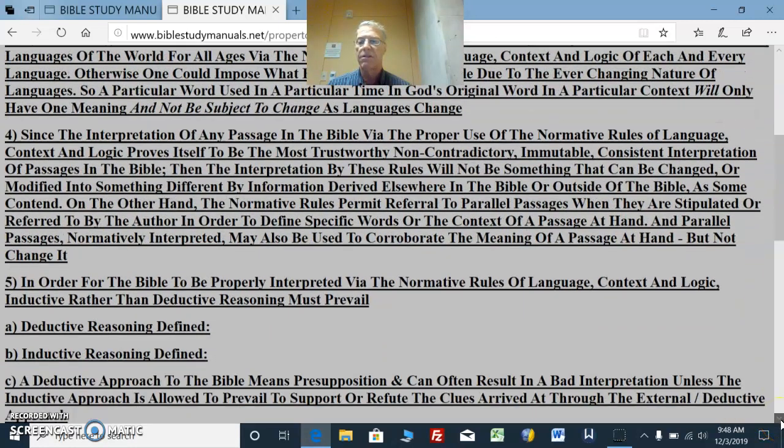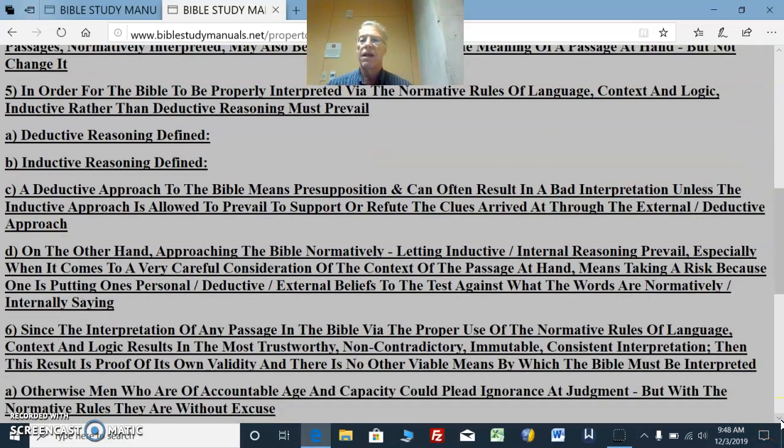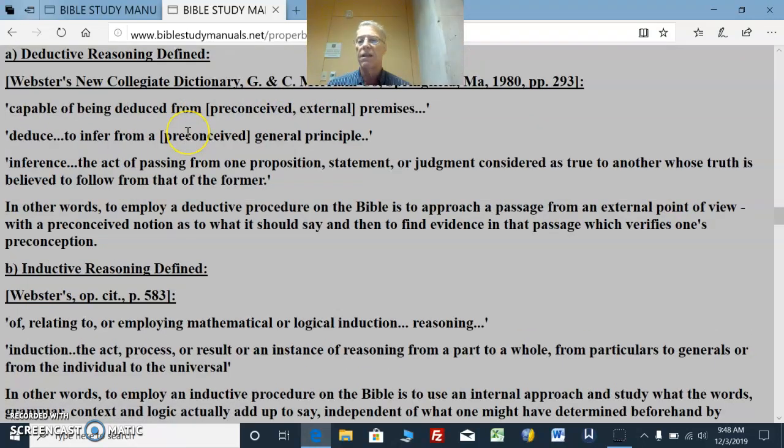Leave it alone. So, in order for the Bible to be properly interpreted via the normative rules of language, context, and logic, inductive rather than deductive reasoning must prevail. Well, what's deductive reasoning? Capable of being deduced from preconceived eternal premises.